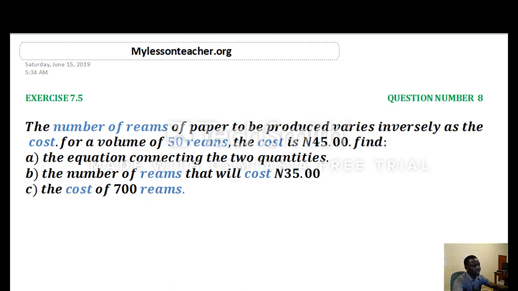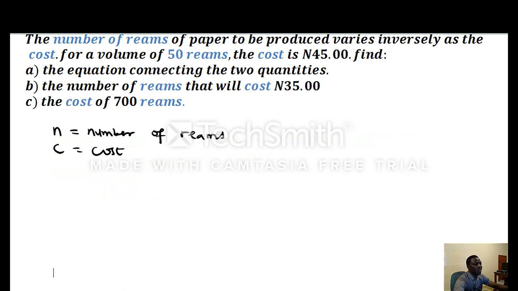cost. Let's choose number of reams to be N and cost to be C. So we say let N be equal to number of reams and C to be the cost. So we have it that the number of reams of paper to be produced varies inversely as the cost, that is, N varies inversely as C, which is N is equal to K over C. Call this equation 1.